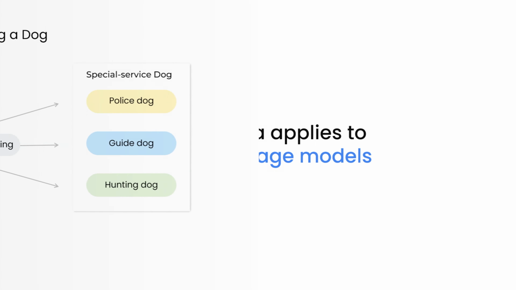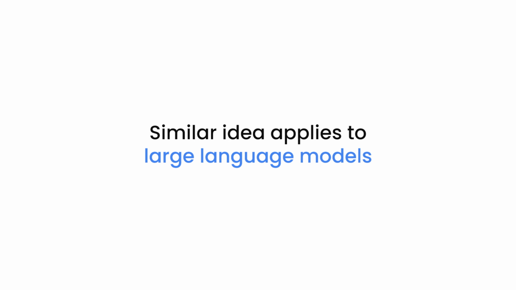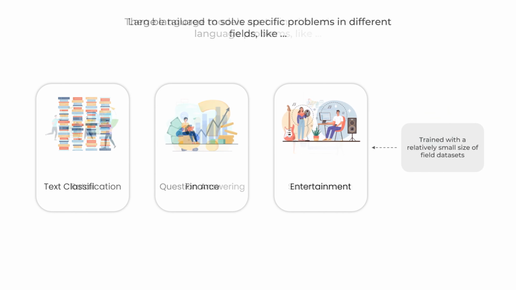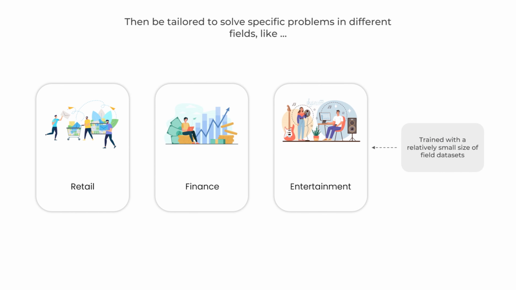The similar idea applies to large language models. These models are trained for general purposes to solve common language problems such as text classification, question answering, document summarization, and text generation across industries. The model can then be tailored to solve specific problems in different fields such as retail, finance, and entertainment using a relatively small size of field datasets.